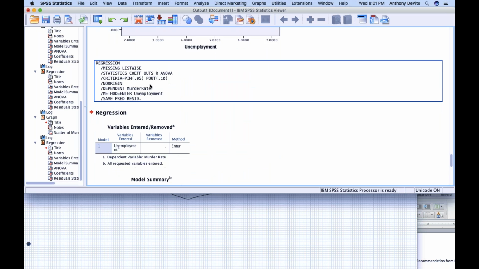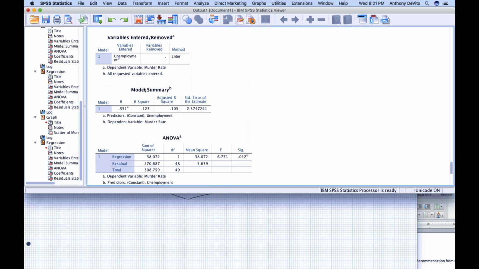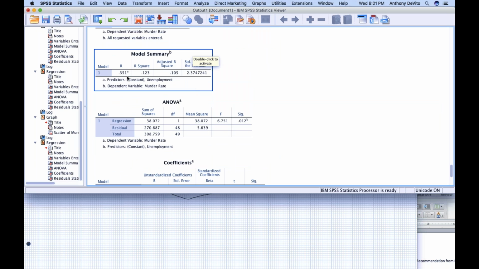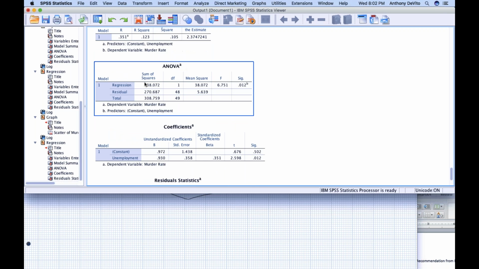Let's look at our R value for this. Let's see, variables. Here we go. Our R value is 0.351. R squared is 0.12. So only 12% of the variability of murder rate can be attributed to the unemployment rate. So this doesn't look to be as good a predictor of the murder rate as poverty was. Interesting, right?